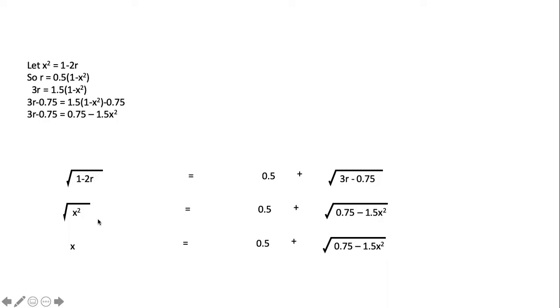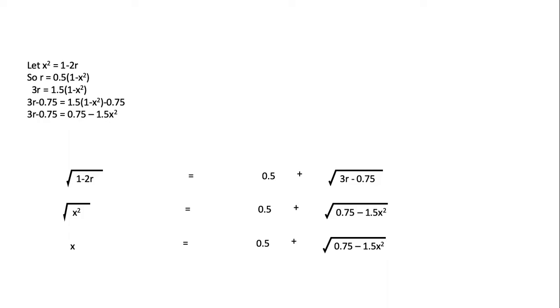So why have I done that? Well, it's because the square in x squared and the square root will cancel each other out to give me a simpler expression that doesn't have a square root in it. So x equals 0.5 plus the square root of 0.75 minus 1.5x squared.